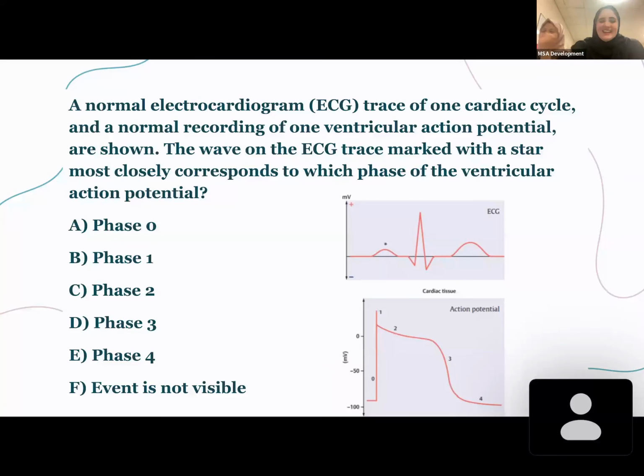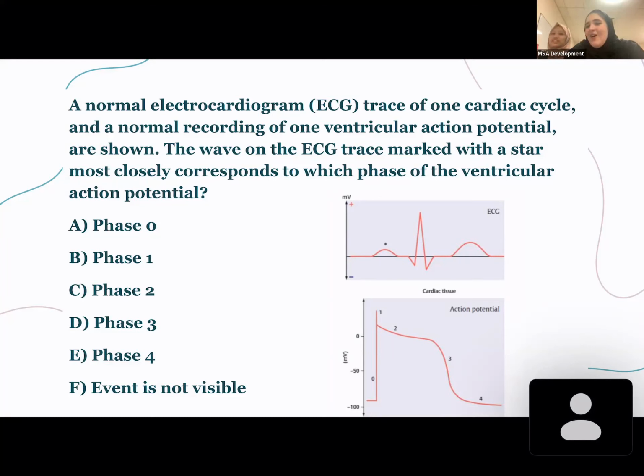I'm excited. Basically, a normal ECG trace of one cardiac cycle and a normal recording of one ventricular action potential are shown. The wave on the ECG trace marked with a star most closely corresponds to which phase of the ventricular action potential? So guys, let's start step by step. What is marked?